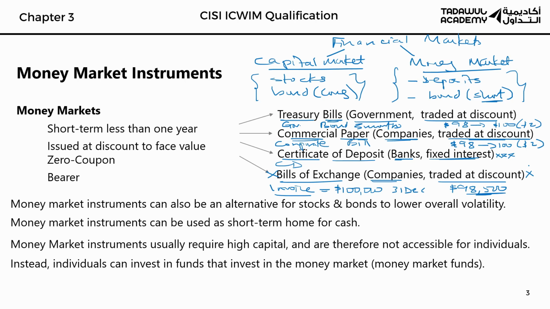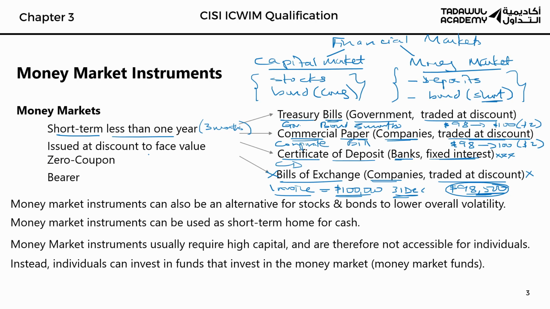So what is the bill of exchange? It's similar to an invoice. It has usually a nominal value of 100,000, matures at a date, and it's sold in the market below its par value. All of these basically have the same characteristic. They are for short term, less than 1 year. Most of the time they are for 3 months. That's their maturity, that's their life.